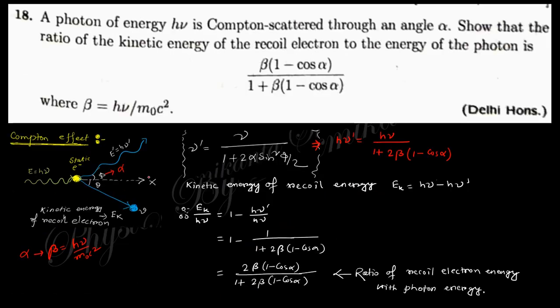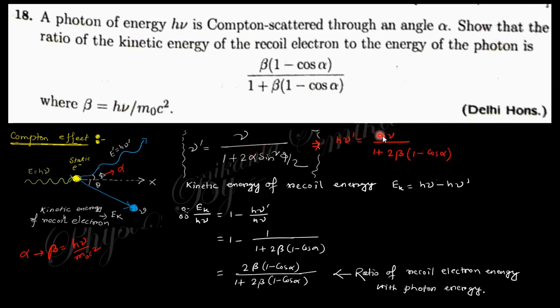Next question says, a photon of energy h nu is Compton scattered through an angle alpha. This phi angle changes, here the question says this is alpha, so that the ratio of the kinetic energy of the recoil electron will be like that. The ratio of the kinetic energy to the photon energy will be like that, where beta is these things. You can see this beta value, h nu by m naught c square, is noted as alpha, so alpha is transformed into beta and phi is alpha in this question compared to the general case. So nu prime equals to nu is the relation which was obtained in the theoretical part.